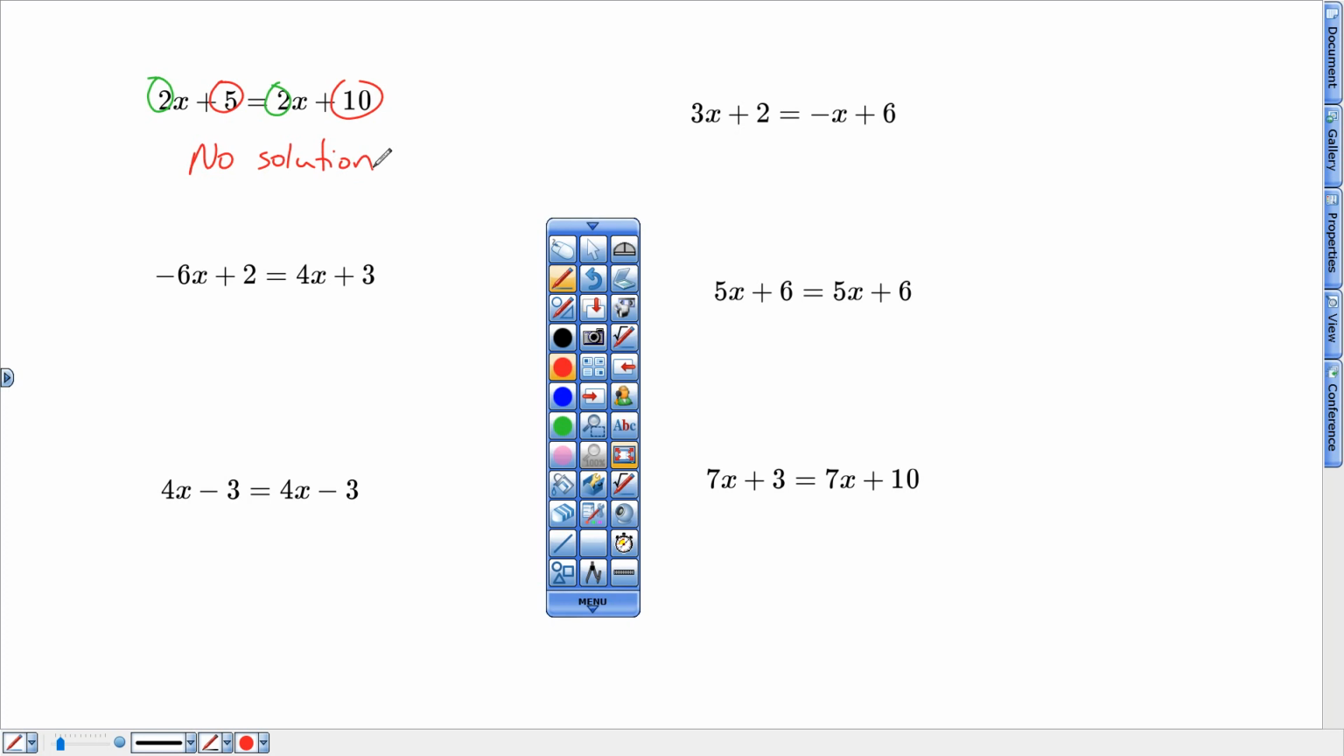For this one, as soon as I see these numbers in front of x are different, that's a one solution look always. If I look at the numbers in front of x and they're the same, and these numbers are the same too, that's your infinite solution look.